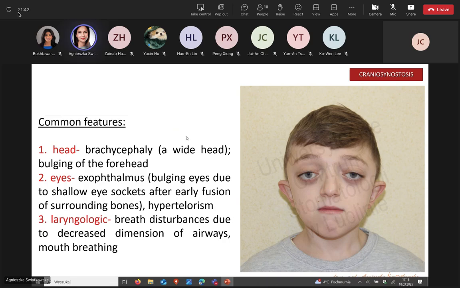Common features: head, brachycephaly, very wide head, bulging forehead; eyes, exophthalmos, bulging eyes, as you see here, connected with shallow eye sockets after early fusion of surrounding bones; and hypertelorism, so the distance between the orbits is bigger than normal. Laryngologic problems, breath disturbances due to decreased dimension of airways. Very often this group of patients breathe through the mouth.